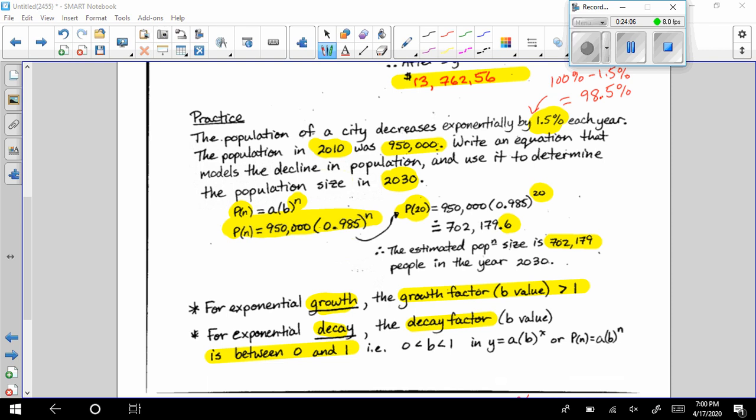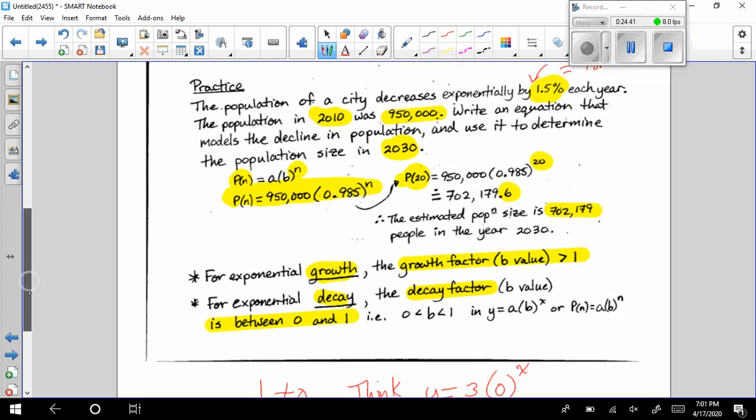Before I leave this section behind, I just want to emphasize that for exponential growth, your growth factor is always going to be a number bigger than 1. Again, we worked with a growth factor of 3 in the party example and a growth factor of 1.02 in the wages example. For exponential decay, we call it the decay factor, and that's always going to be a value between 0 and 1. So 0 is less than b, which is less than 1.